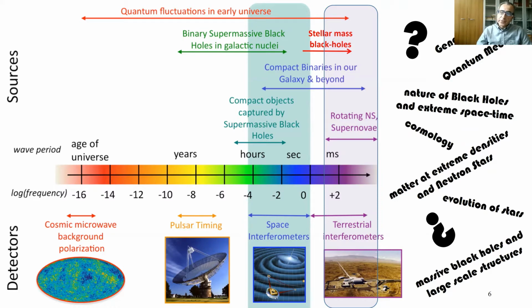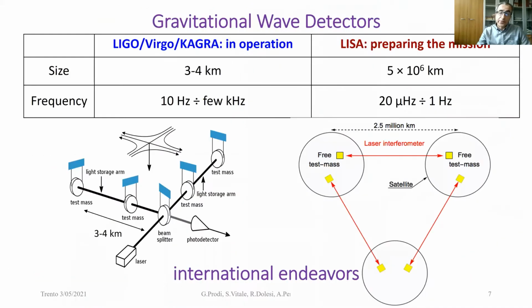Instead, in the audio frequency band of the terrestrial interferometers, the most prominent signals detected have been stellar mass black hole collisions, and we are aiming to probe the physics of neutron stars and supernovae. Well, there are many more questions of fundamental physics, cosmology, nuclear physics, and astrophysics that could be investigated thanks to the future observation of gravitational waves.